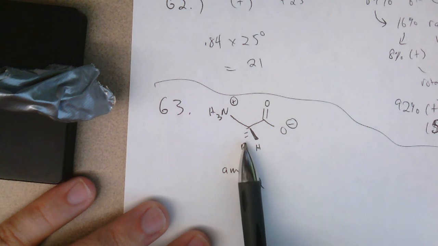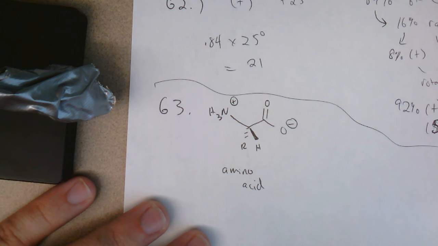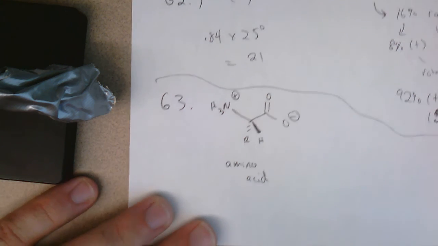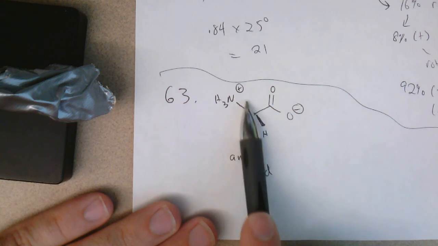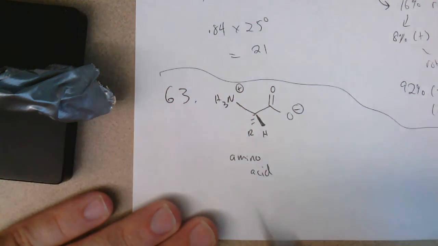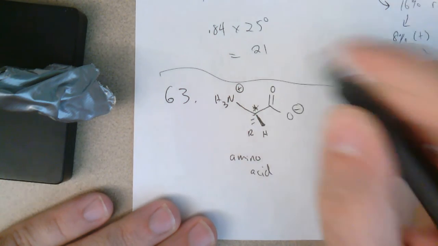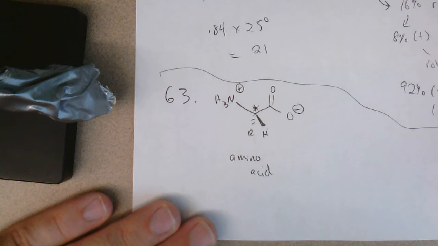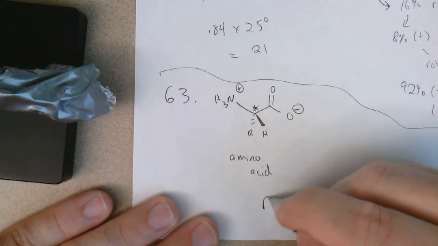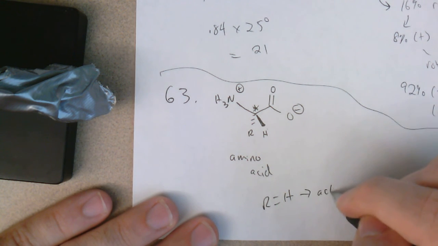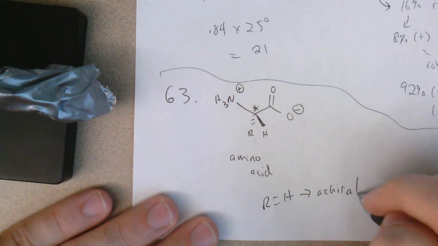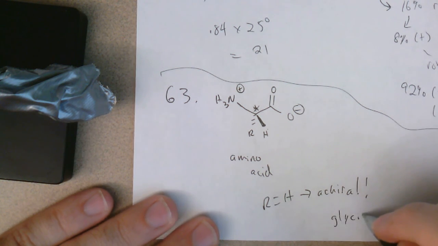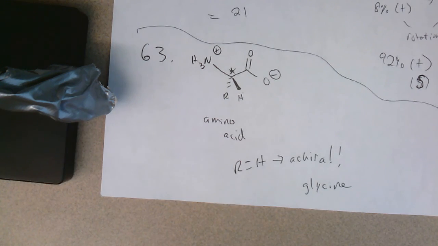And if it's an L amino acid, I have my R group going back like this. So the question is, which amino acid is achiral? Well, most amino acids are chiral because this carbon right here is chiral, right? It has 4 different groups around it: 1, 2, 3, 4. But not if the R is an H. If my R group is just a hydrogen, this is achiral, and that is exactly the case in glycine, our simplest amino acid.